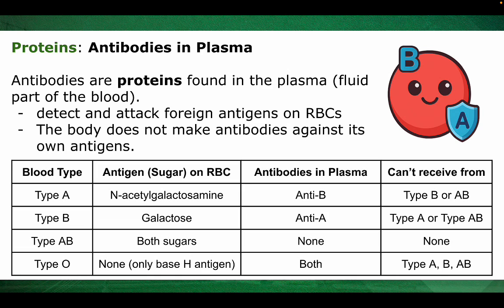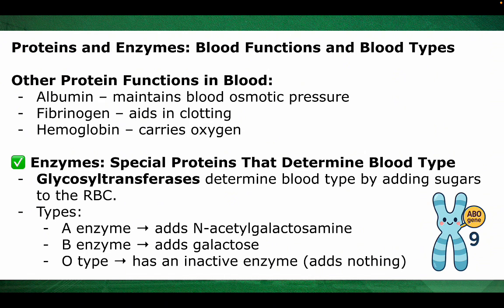So let's look at how proteins and enzymes in our body also help define and maintain these blood types. Proteins in blood do so much more than just antibodies. Other important proteins include albumin, which helps maintain blood osmotic pressure, so it keeps the fluid in the right places in your blood vessels. Fibrinogen, which is essential for clotting, stops bleeding when you're injured. And hemoglobin carries oxygen to all your cells. But let's focus on the special proteins that actually determine blood type.